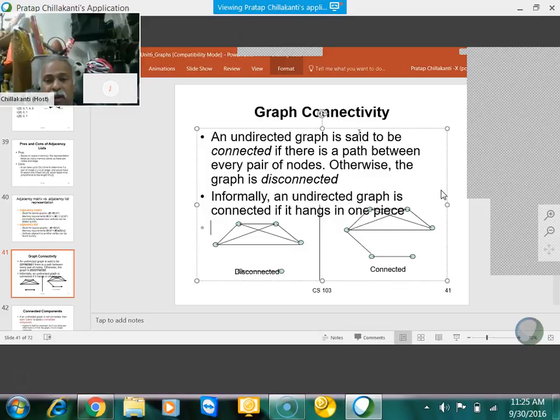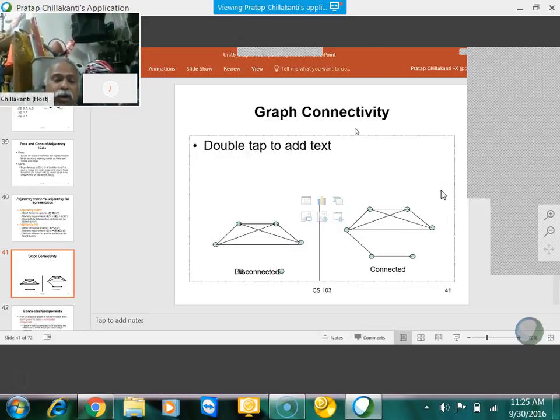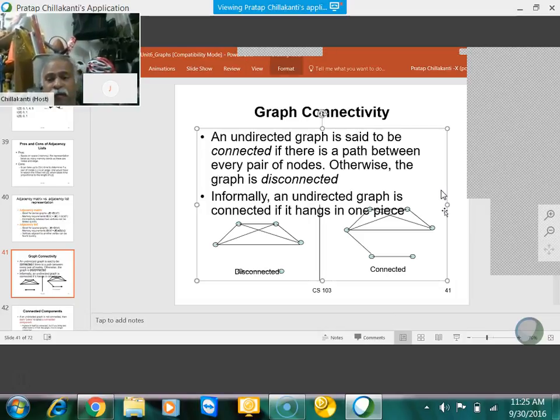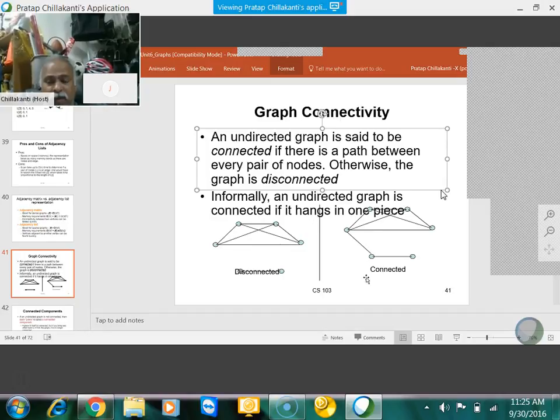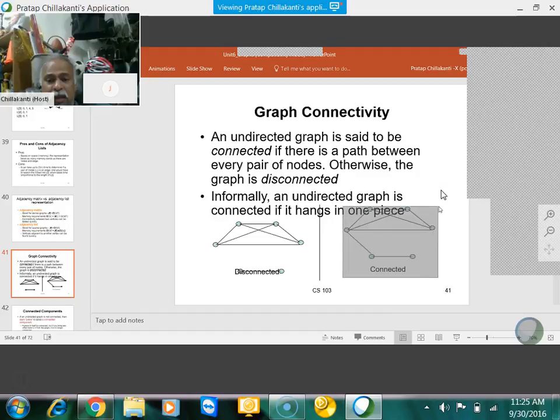Okay, this is all not connected. Oh, I didn't want to take that off. I'm trying to basically group that.